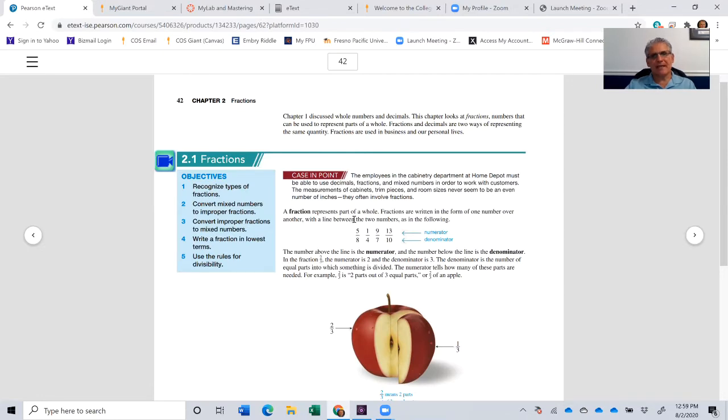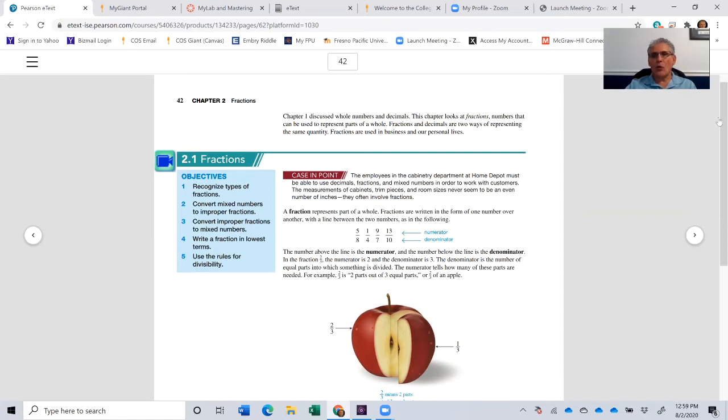Fraction means a part of a whole. Fractions are written in the form of one number over another with a line between the two numbers. As the examples here, you have 5 over 8, 1 over 4, 9 over 7, and 13 over 10. The top number represents the numerator. The number above the line is the numerator. The bottom number is referred to as the denominator.